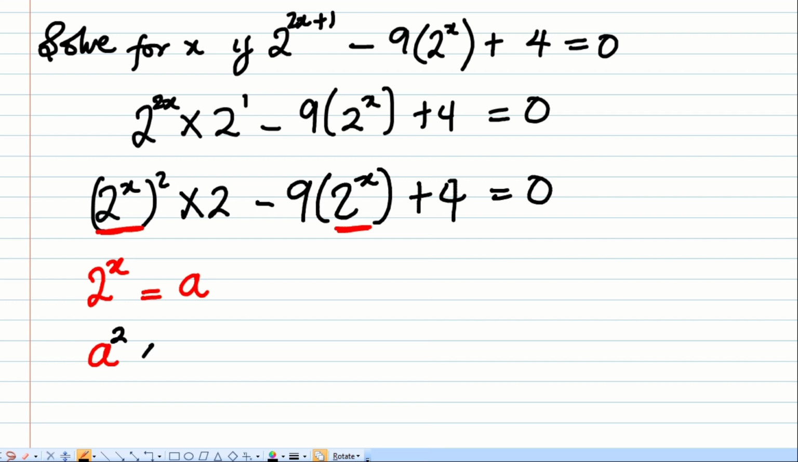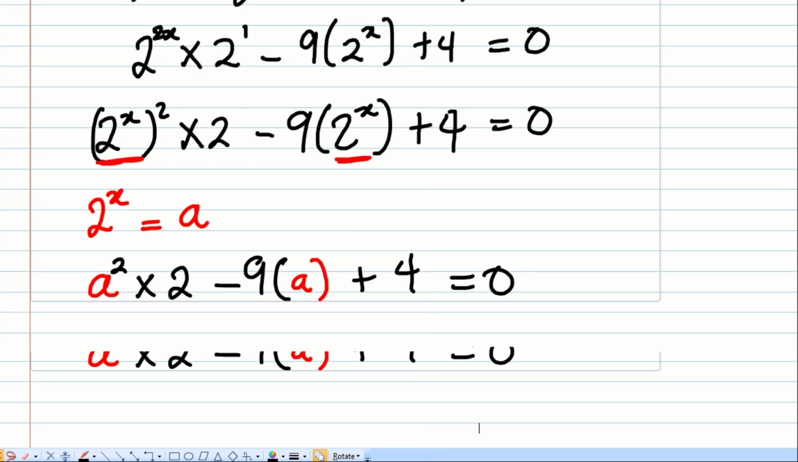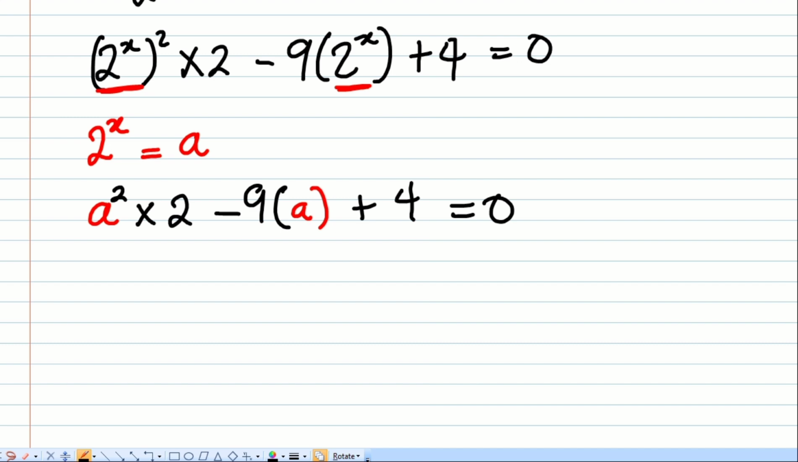2 raised to power 2x minus 9 into 2 raised to power x, so I'm going to replace it with a, then plus 4 equal to 0. Now I can simplify. 2 times a raised to power 2 is 2a raised to power 2 minus 9 times a is 9a plus 4 equal to 0.